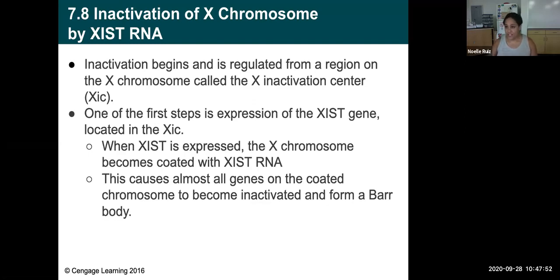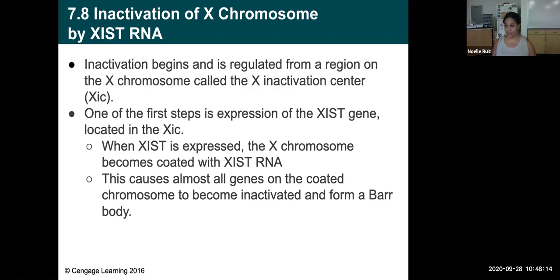There can be inactivation of an X chromosome. It begins and is regulated from a region on the X chromosome called the X inactivation center, or XIC. This is how the inactivation happens. One of the first steps is expression of the XIST gene located on that chromosome.